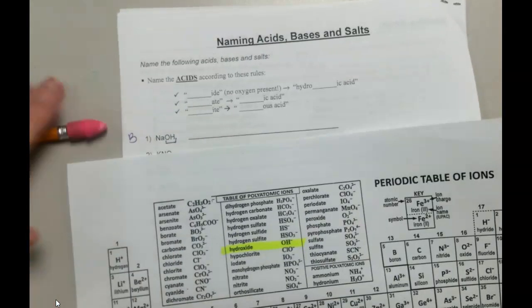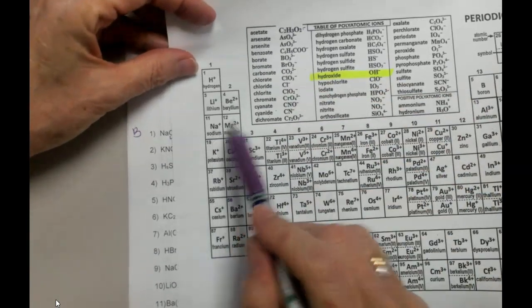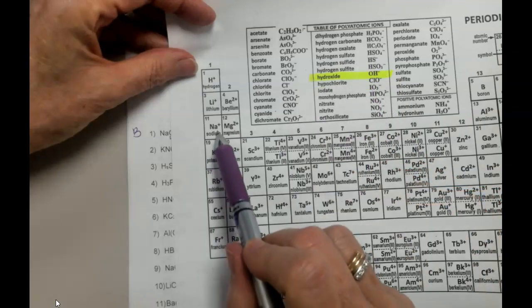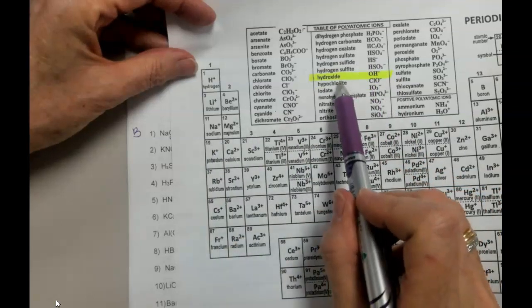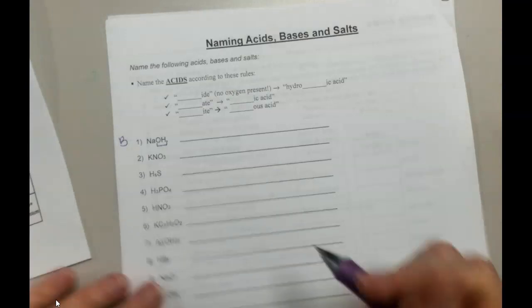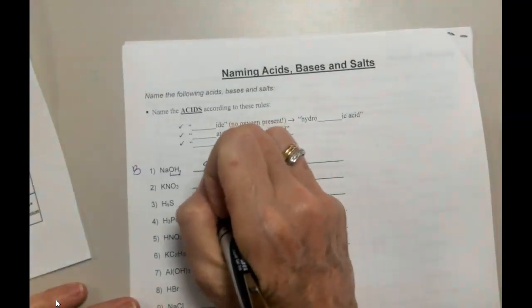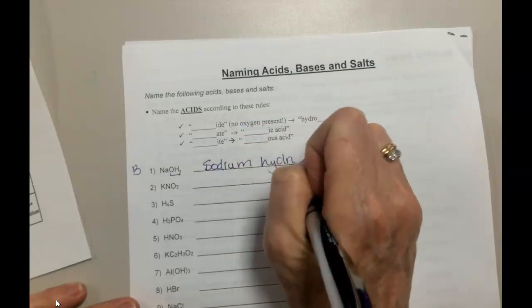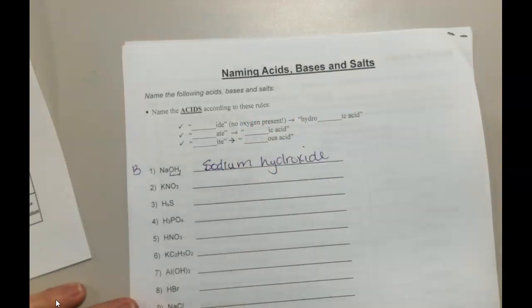So what is the name of Na? So I go here. We know it's a metal plus this non-metal polyatomic ion. So Na is sodium, and then what's OH? Hydroxide. So its name is just sodium hydroxide, right?